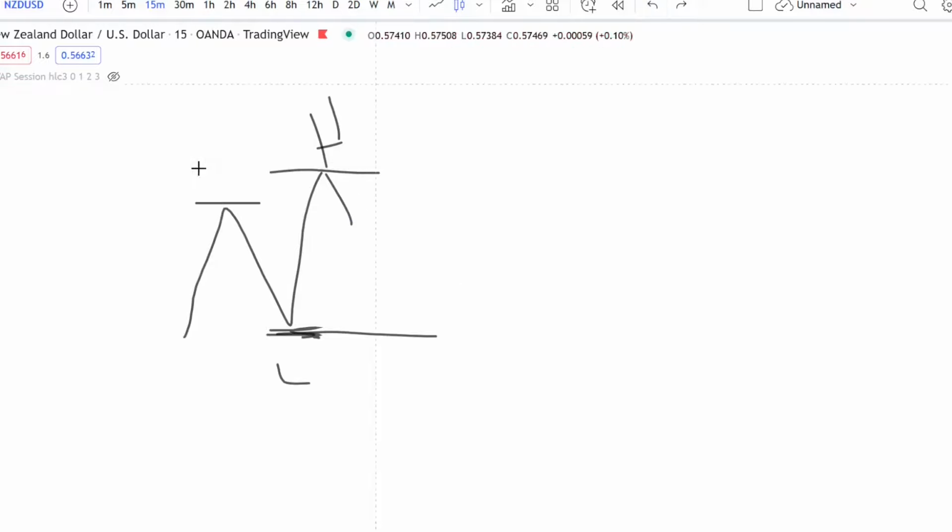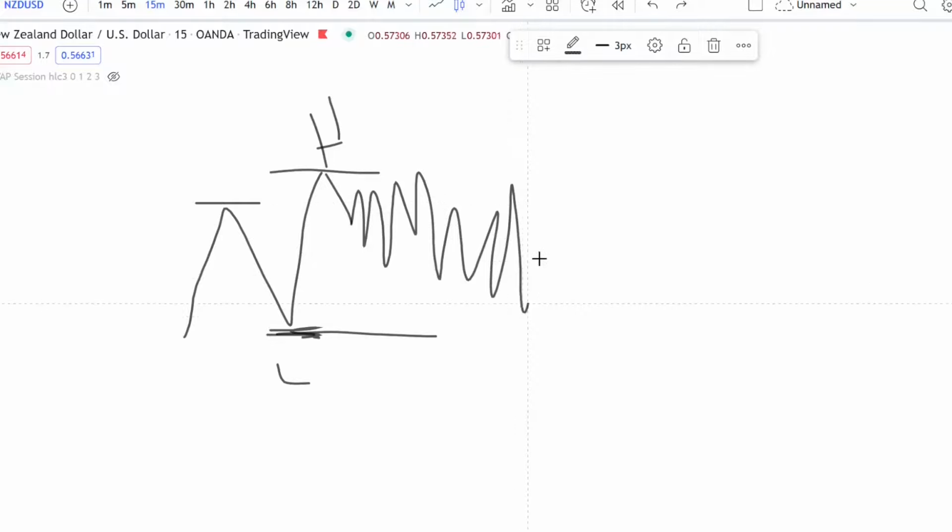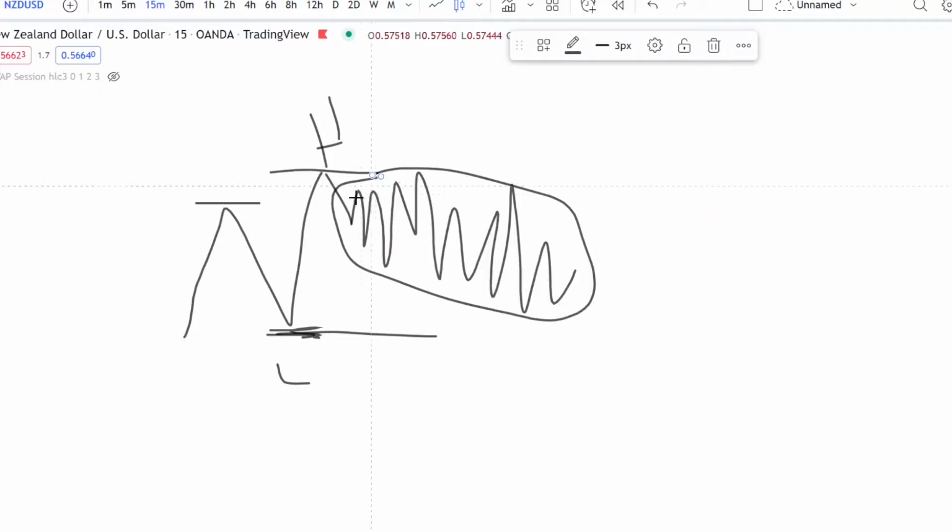Actually, make it better. When price does this, this is what kills traders. Now, if trading was as easy as identifying ranges, everybody would understand the market. But these complex pullbacks are every trader's downfall. So let's move on and see how we can navigate through these complex pullbacks.